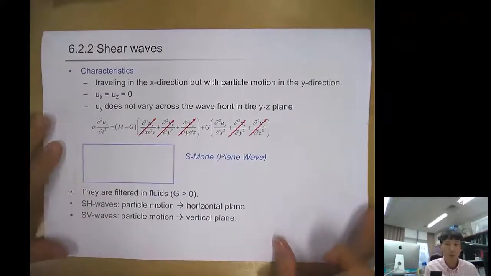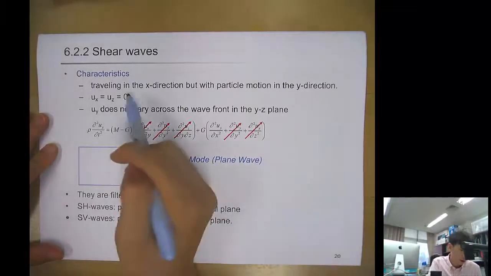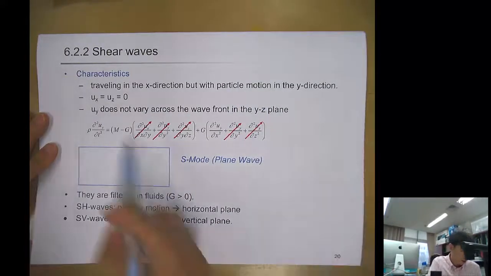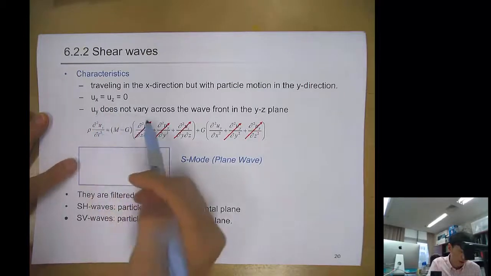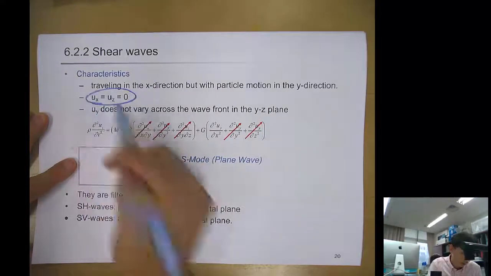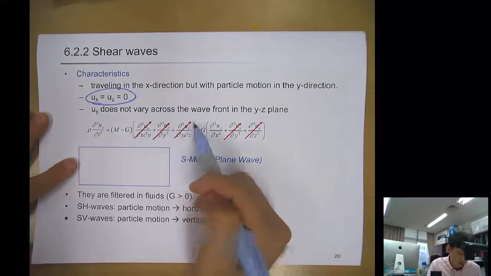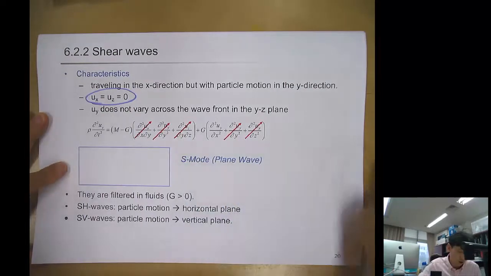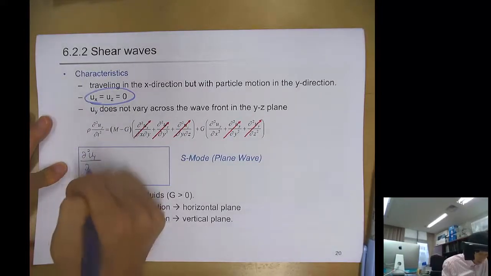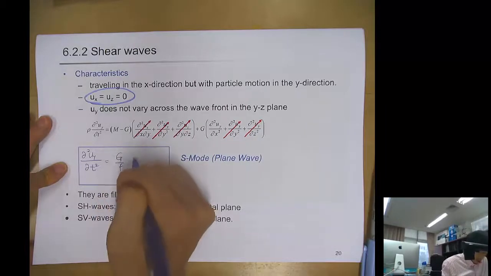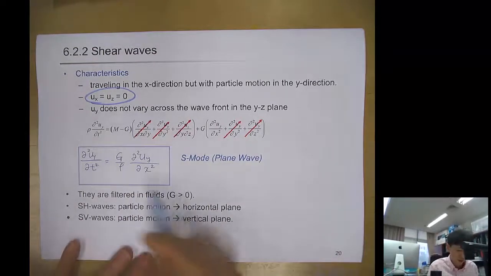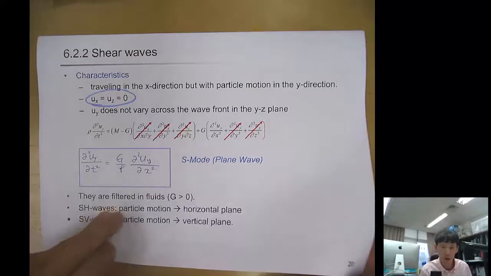The second mode is called shear wave, and it travels in the x direction, but the particle motion is in the y direction. And ux and uz are 0, and uy does not vary across the wave front in the yz plane. So using this, we can eliminate the ux, uy, and uz terms. Then you get this only. End up with this equation. And this describes the shear wave propagation.